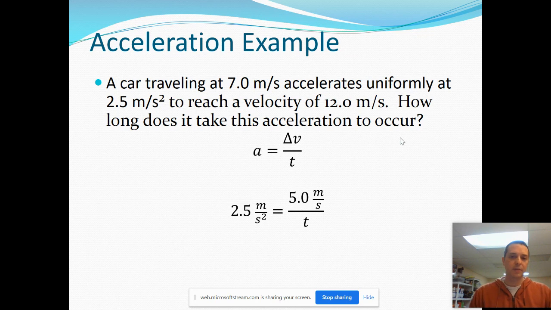We can plug these values in, substituting in 2.5 meters per second squared for acceleration, and the change in velocity, 12 minus 7, which is 5 meters per second, leaving us with one unknown in this equation, and that being time. And we find out that it takes 2 seconds for that acceleration to cause a change in velocity of 5 meters per second.